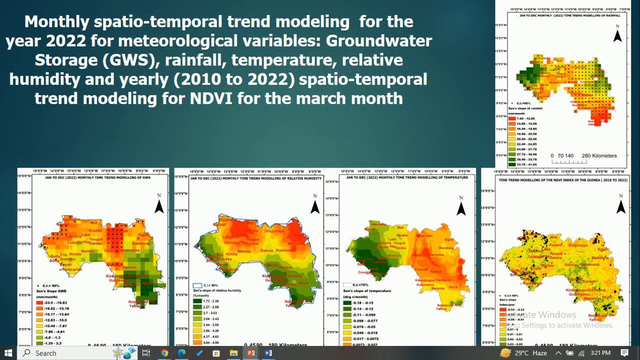And the methodology for the selected trend modeling, in this research employed a pixel based Mann-Kendall trend analysis on the raster surface of the remote sensing data, that is the groundwater storage, normalized vegetation index, relative humidity, temperature, and rainfall. Yes. Can you conclude the session? Yeah, ma'am, yes, I'm concluding.